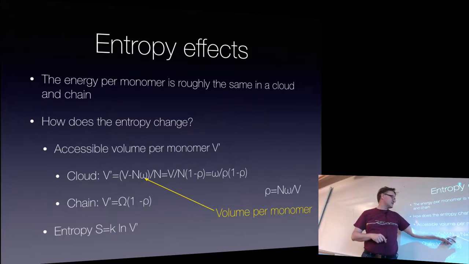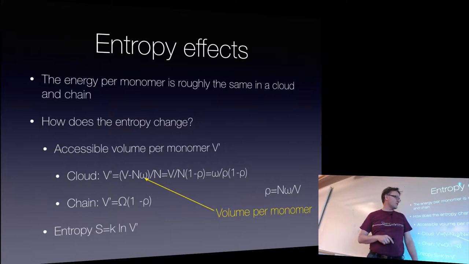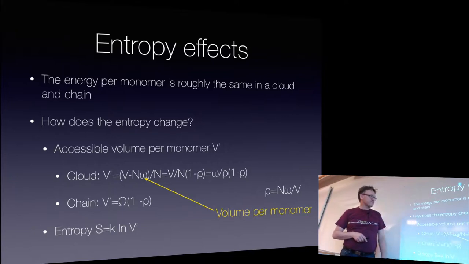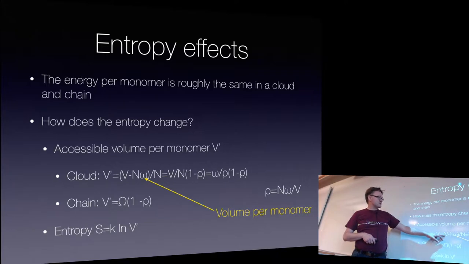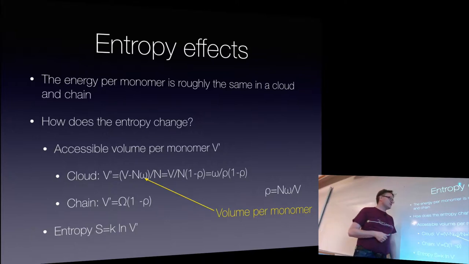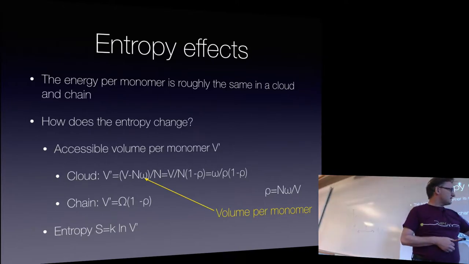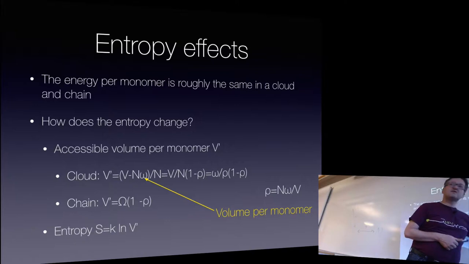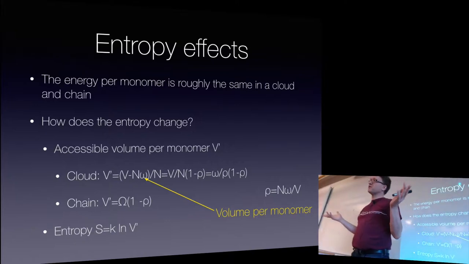And then I wanted the volume per monomer, so I should divide by the number of units, n. This is a bit of an ugly expression because I need to know how many monomers I have and what the total volume is, and I don't really know either of those. So what I tried to do, since I wanted this x-axis where I just spoke about the density from 0 to 1, I know that the density is the number of monomers multiplied by the volume per monomer divided by the total volume, if I want something that goes between 0 and 1.